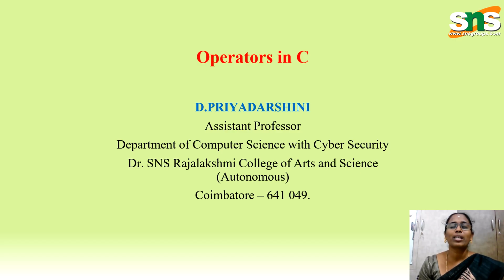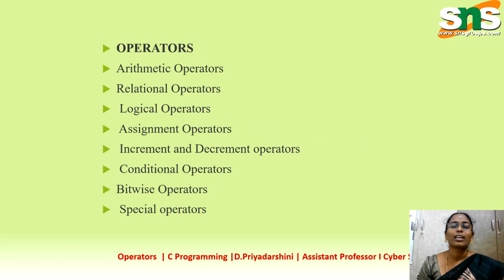Today we are going to discuss operators in C. There are 8 types of operators in C: arithmetic operators, relational operators, logical operators, assignment operators, increment and decrement operators, conditional operators, bitwise operators, and special operators.